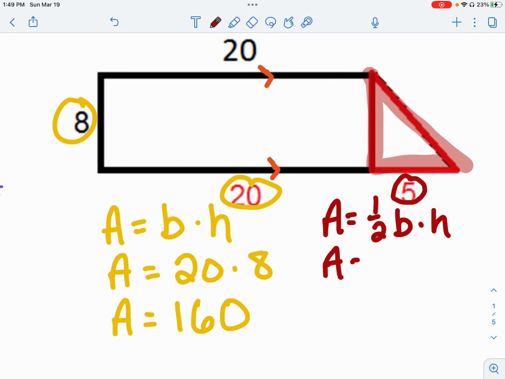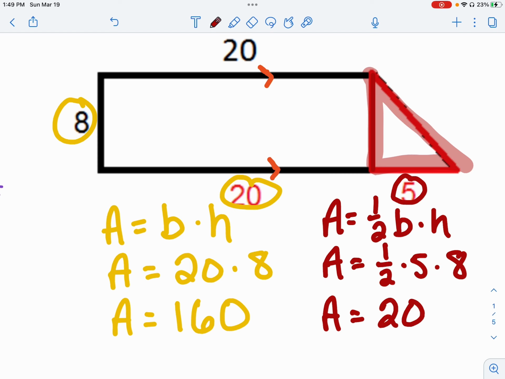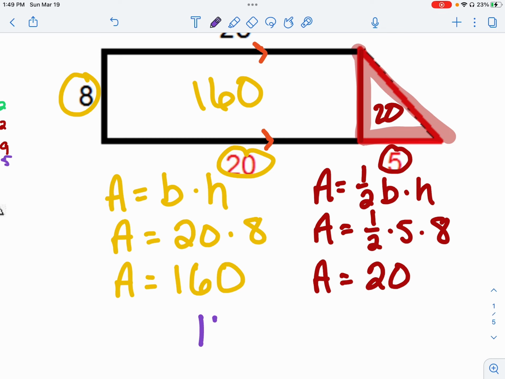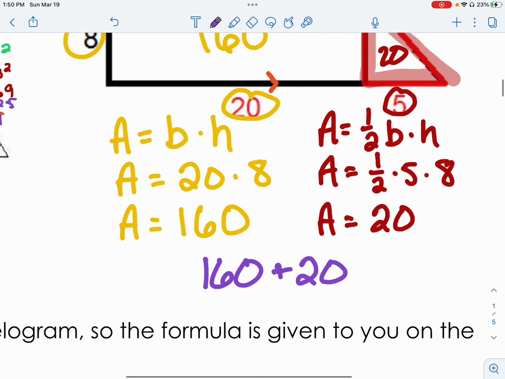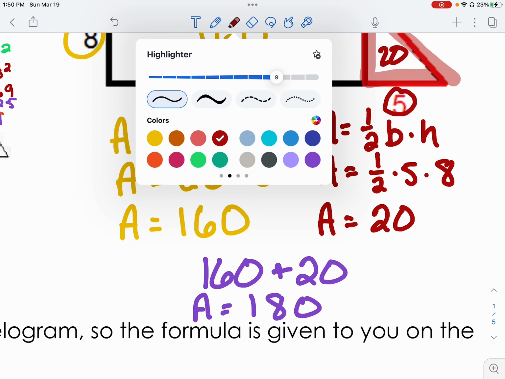So we have area equals 1/2 times my base, which was 5, times my height, which was 8. Go ahead and plug that into your calculator, into Desmos, and you end up with area equals 20. So my area of the rectangle was 160. My area of the triangle was 20. We have to now combine these together to get the total area. So a simple 160 plus 20 would mean that my total area here is 180.